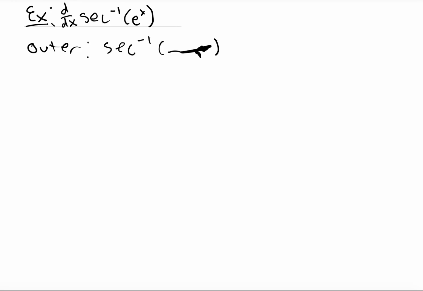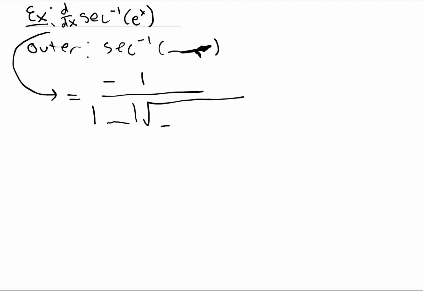Sorry about my pen flubbing up here. So if I take the derivative of this guy, by chain rule I need the derivative of my outer function, which will be minus 1 over absolute value of something times square root of something squared minus 1. Okay?